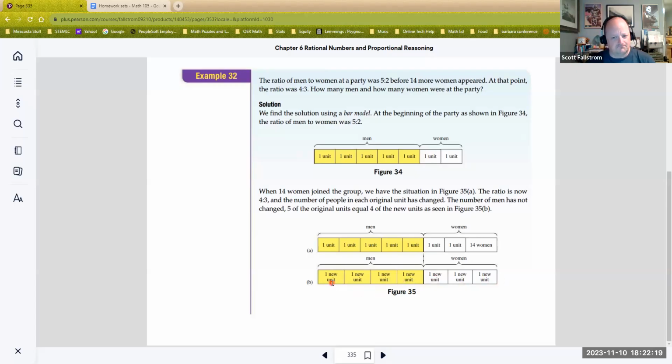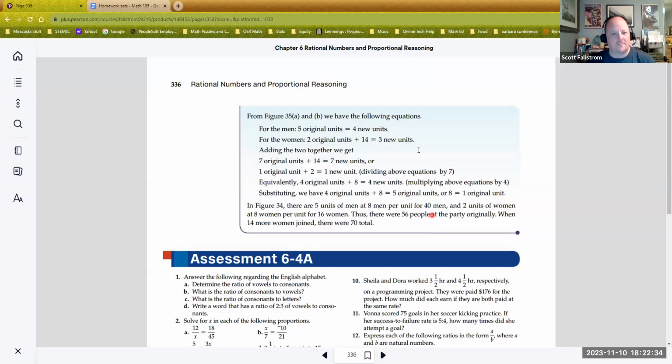So, the number of men has not changed, but 5 of the original units of men becomes worth 4 of the new units. And as I go forward, 5 original units is 4 new units. For the women, 2 original units plus 14 is 3 new units. You add them together, these chunks, and you get 7 original units plus 14 is equal to 7 new units.